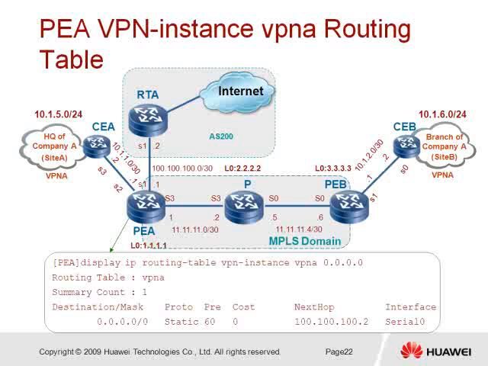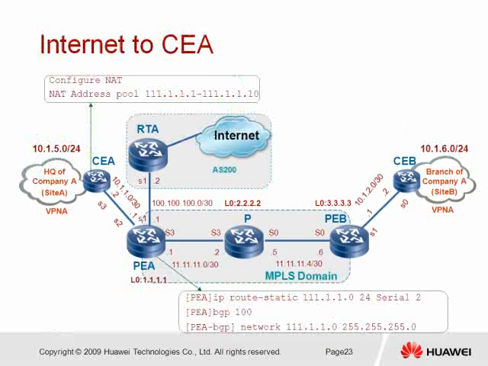However, how is the packet from the Internet to the user forwarded? Supposing that the user whose IP address is 10.1.5.1 and belongs to Site A, connected to CEA, requires access to the Internet. First, because the user uses a private address to access the Internet, CEA should be configured with NAT.